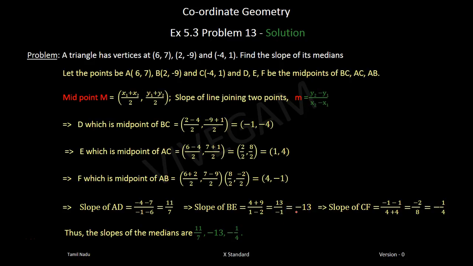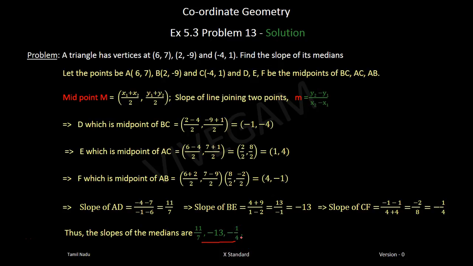Next will be the slope of CF. Okay, slope of CF is, this is F and this is C. So minus 1 minus 1, right? 4 minus of minus 4, that will become plus 4. So it will become minus 2 by 8, that is minus 1 by 4. So the slopes of the three medians AD, BE and CF are 11 by 7, minus 13 and minus a quarter. Okay, that's all it is.